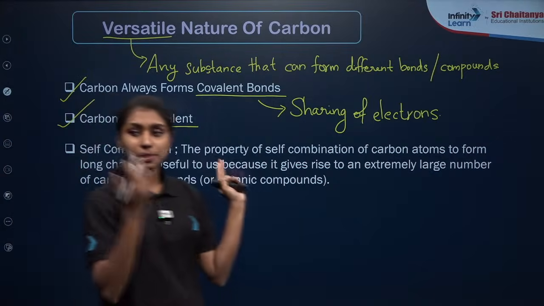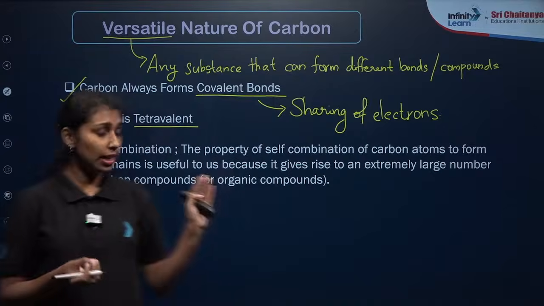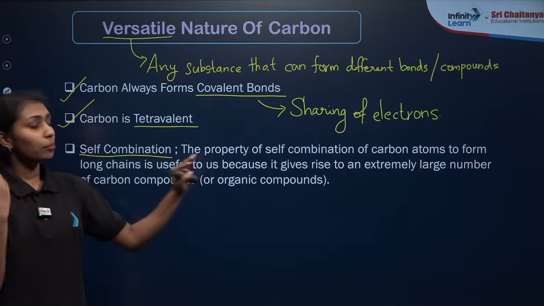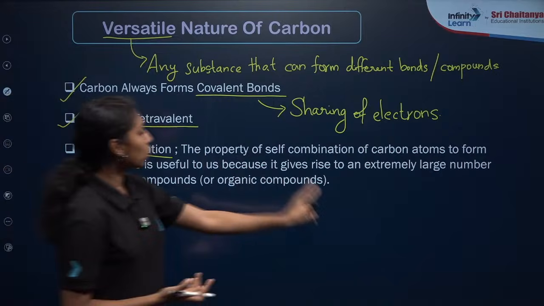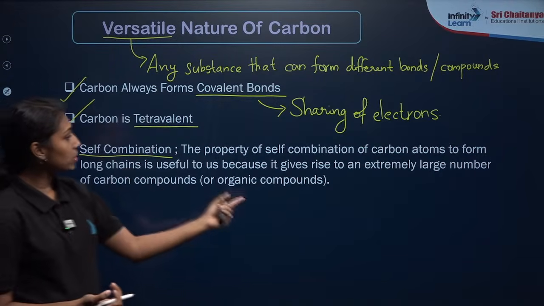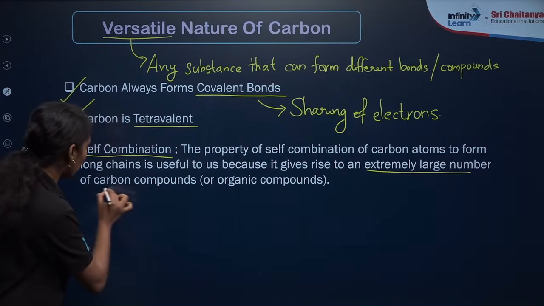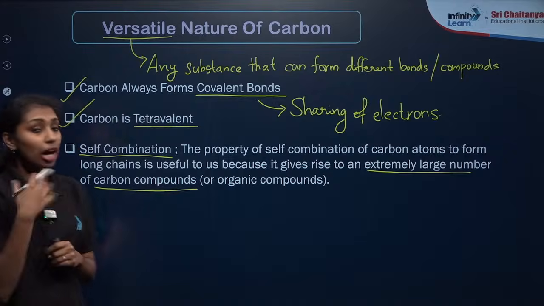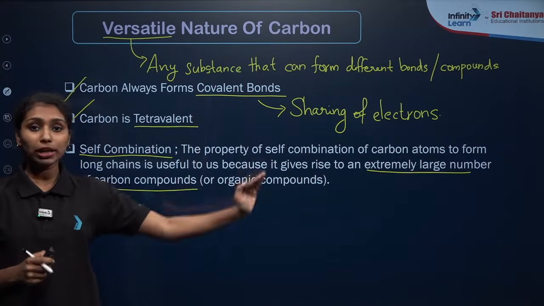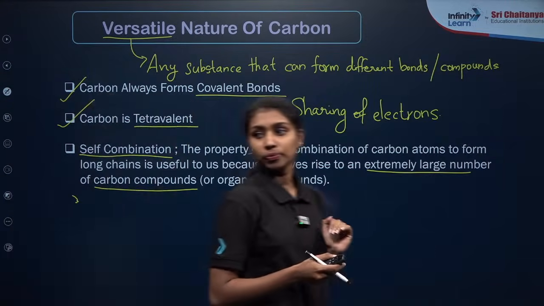Then the self-combination property. The self-combination property, right? Carbon has a tendency to form bonds with other carbon atoms, right? So the property of self-combination of carbon atoms to form long chains is useful to us because it gives rise to an extremely large number of organic compounds or carbon compounds, right? So that is why carbon is showing the versatile nature, which means they can form more compounds or more different bonds because of these particular characters. Is that clear?